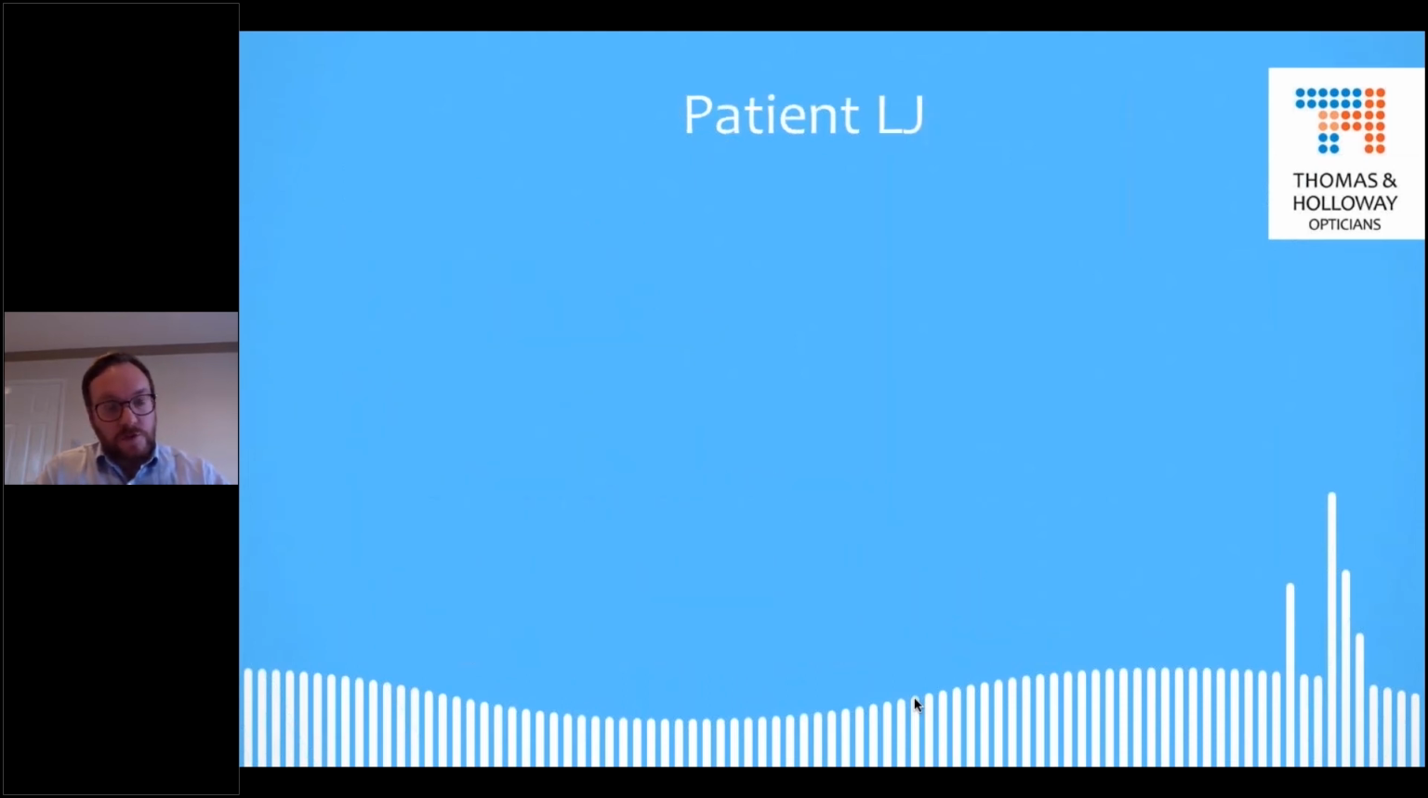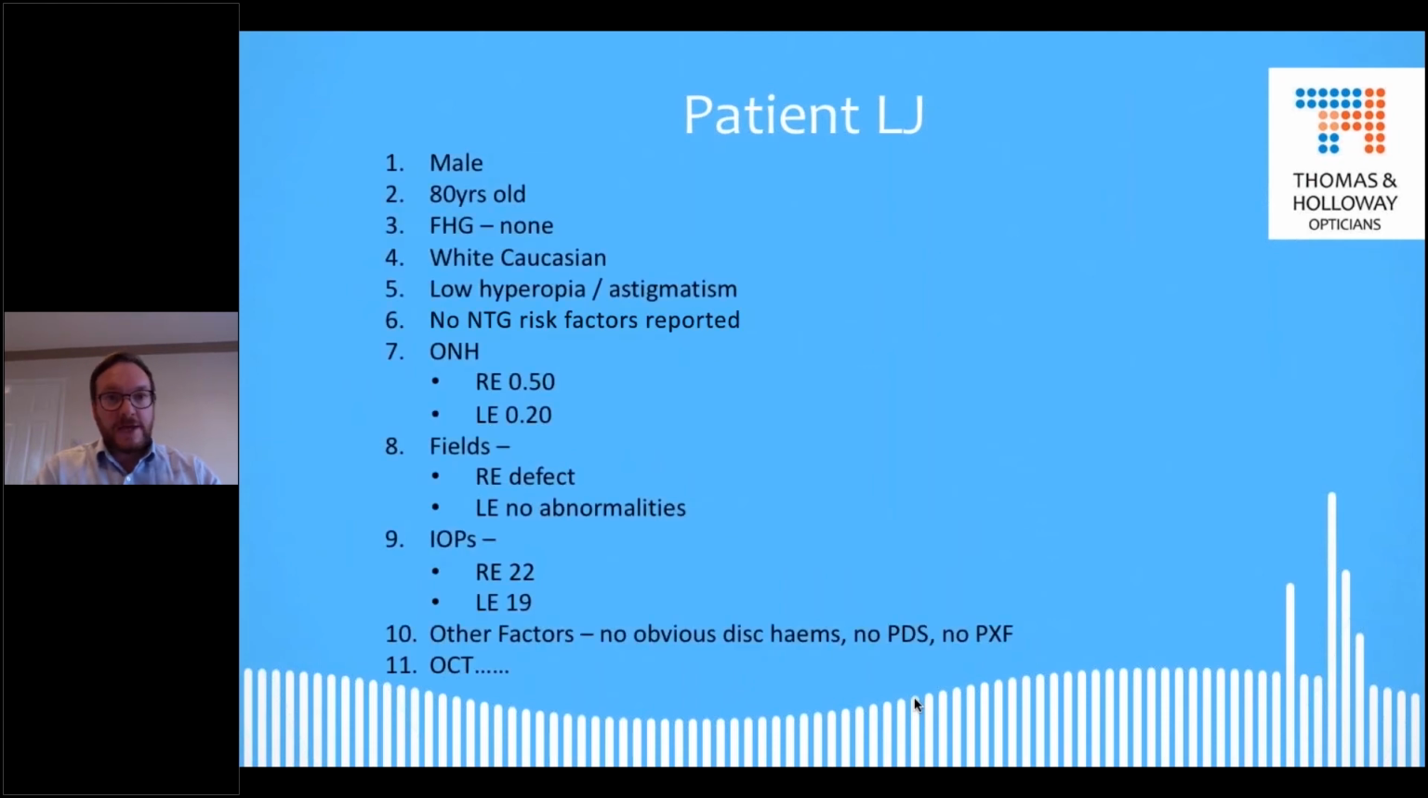So let's move on to the second case study. This is patient LJ. This is a gentleman, 80 years old, no family history of glaucoma, white Caucasian, low hyperope, no normal tension risk factors reported. Optic nerve heads are asymmetric. He's got a right of 0.5, left of 0.2, 0.5, 0.4. Visual field, there's a right defect. IOP is 22 and 19. So within the 24 millimeters of mercury, but there is a slight asymmetry there. No other factors, no obvious disc hemorrhages, etc., etc.